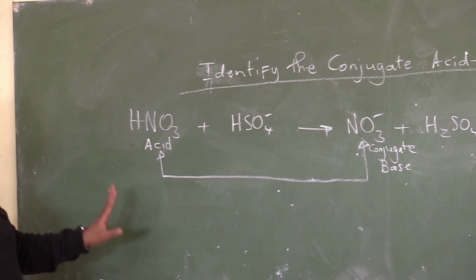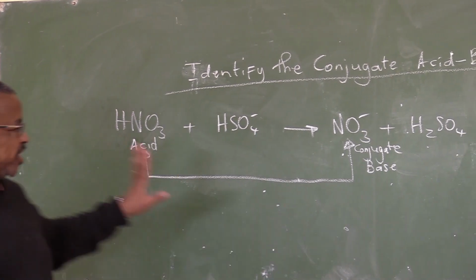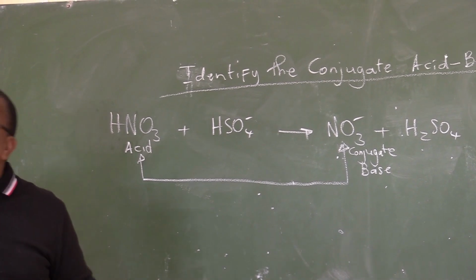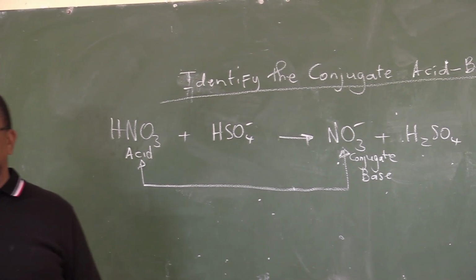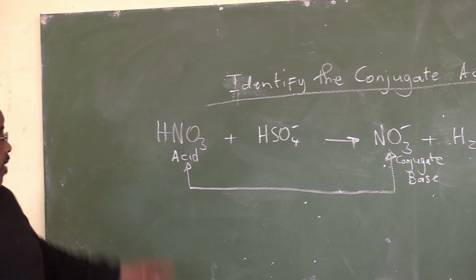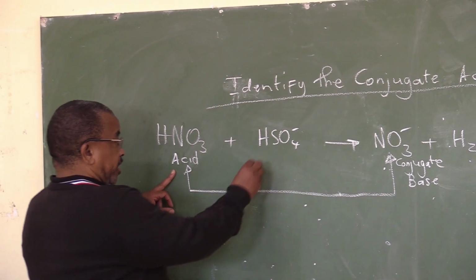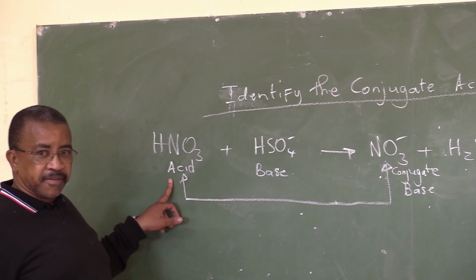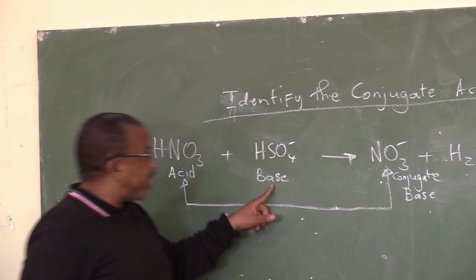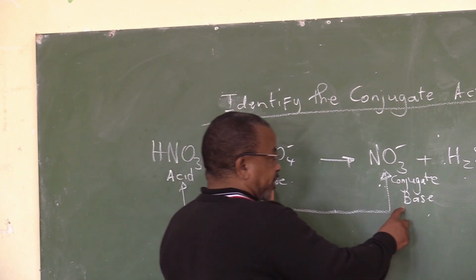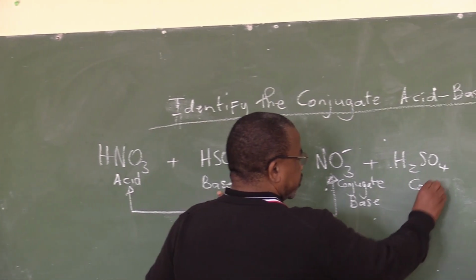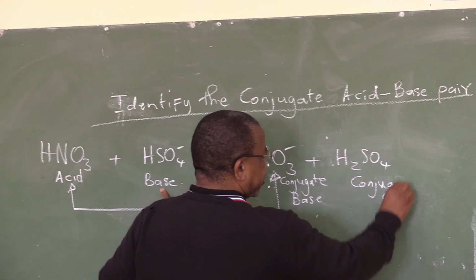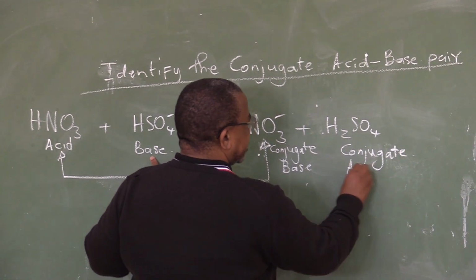When you identify, the other one is the opposite of the other one. Since this is an acid, this one is a base. Now, base, if this one is a conjugate base, this one is a conjugate acid.